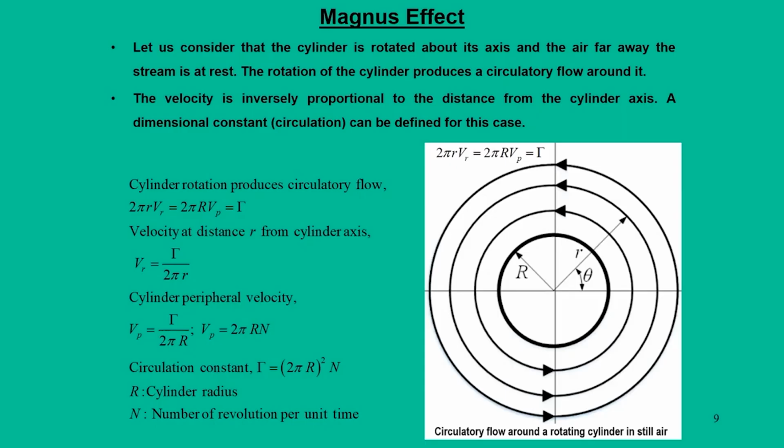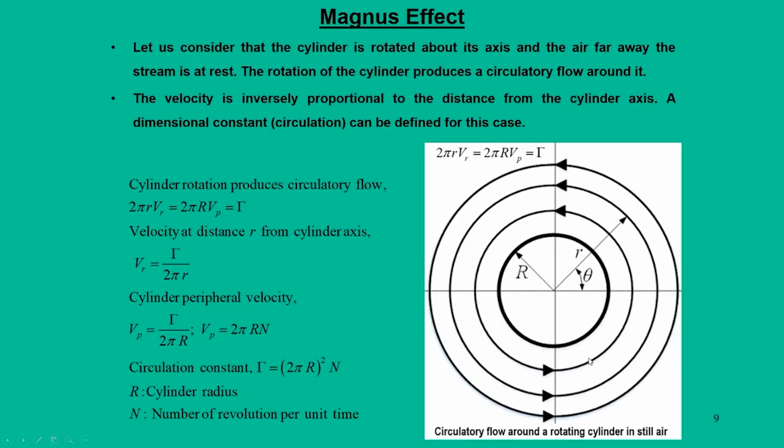Now, let us move to the next effect. Instead of keeping the cylinder non-rotating, you start rotating the cylinder at a certain velocity, but keep the air stream stationary. It means you are just rotating a cylinder in ambient, stationary air. There is no air velocity or free stream velocity.